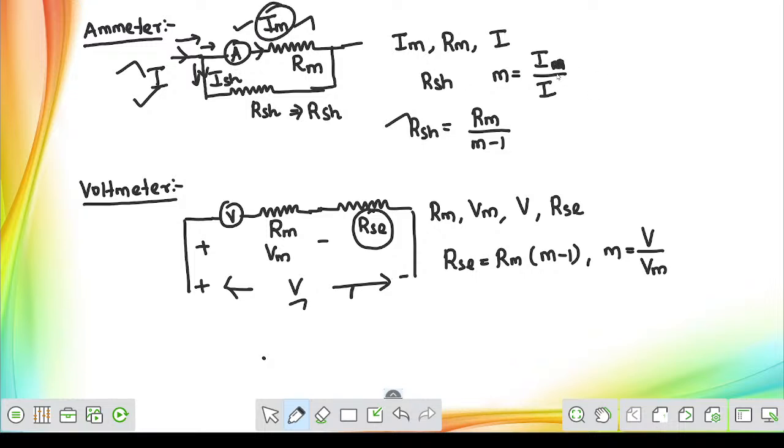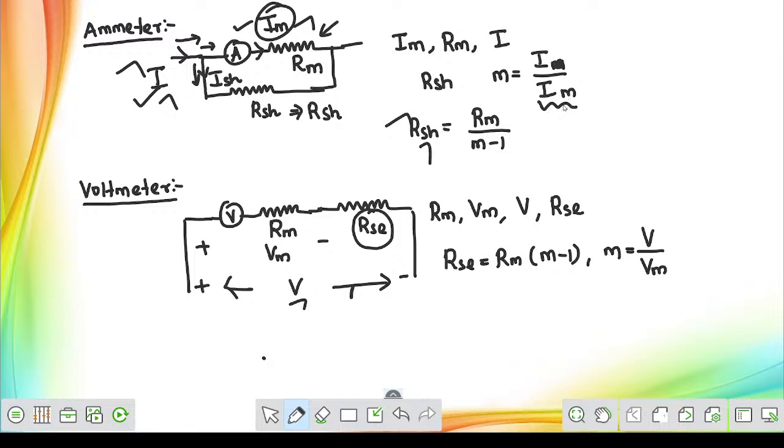So here, sorry, change this. Im will come in the denominator, because in the numerator the total current should come, and in the denominator whatever the reading that was given initially should come. Now after taking the ratio between these, you can find the value of RSH.